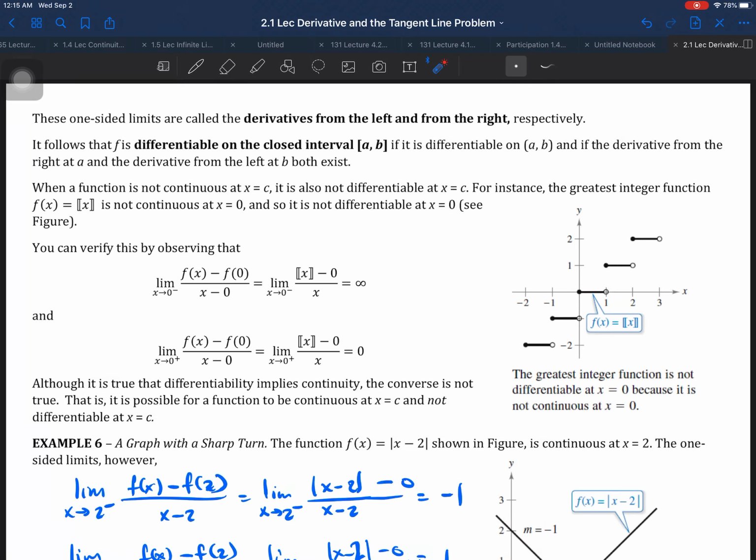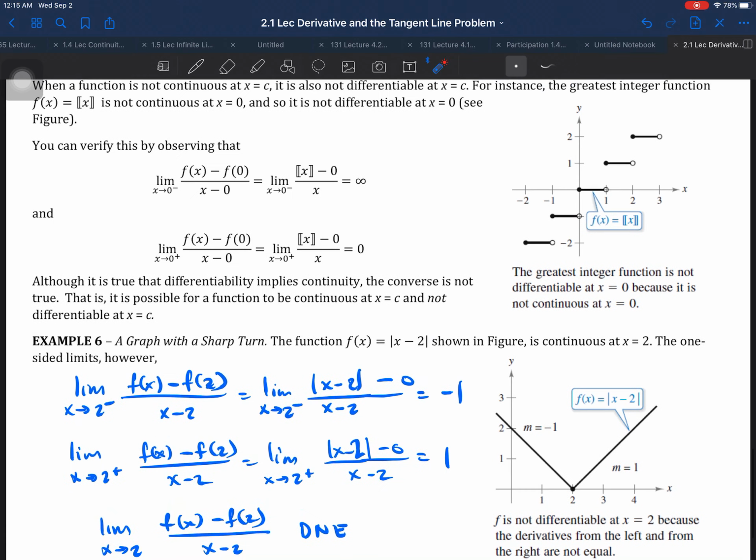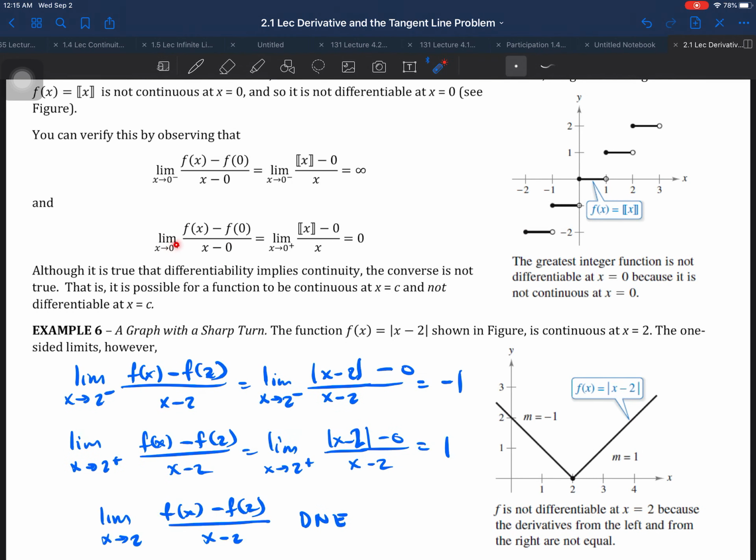And as we come in from the left side, this is going to approach infinity, yes. And then on the right side, we're going to approach 0, right?